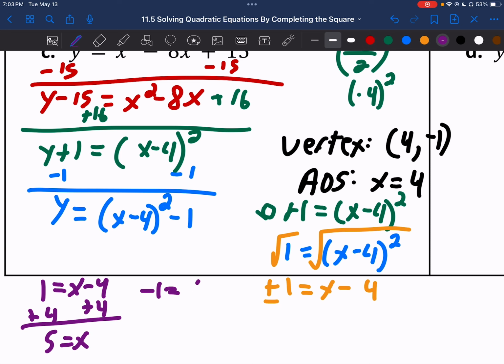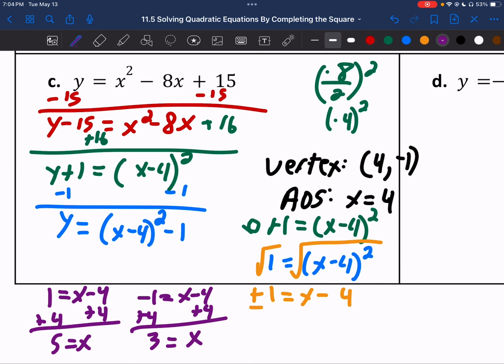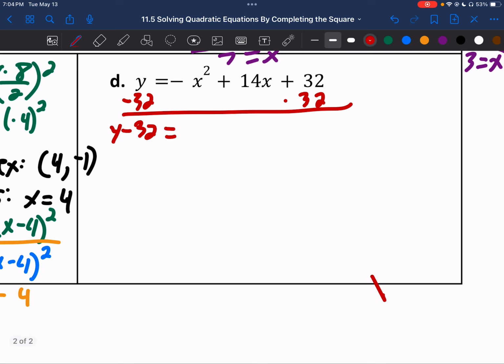Negative 1 equals x minus 4. Add 4. 3 equals x. So your two solutions are at 5 and 3. We have a graph opening up, and it's moving down and to the right. All right, letter D, we start by subtracting 32 from both sides. We get y minus 32 is equal to negative x squared plus 14x.